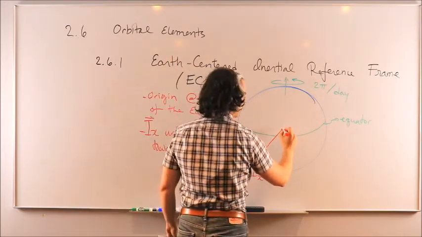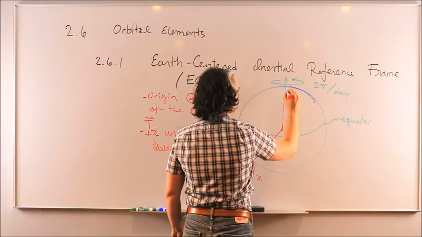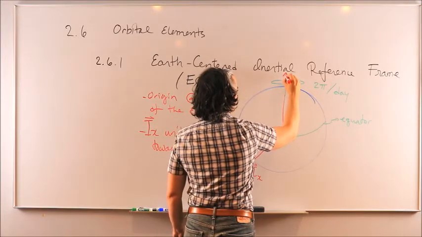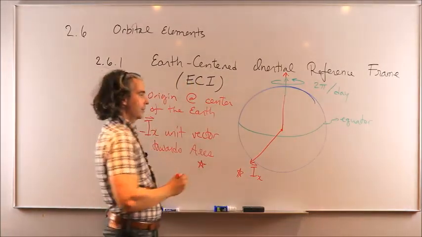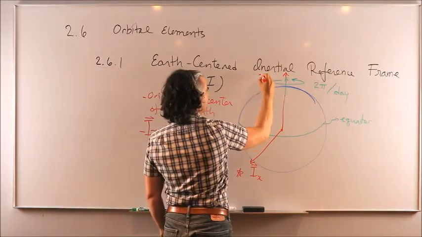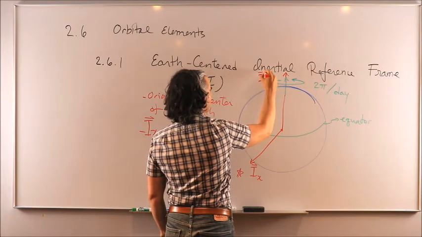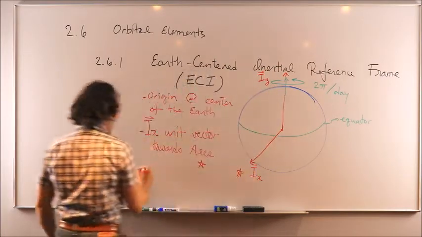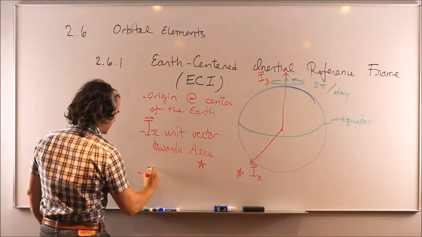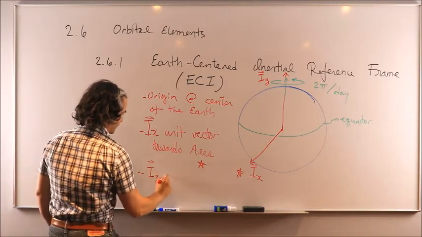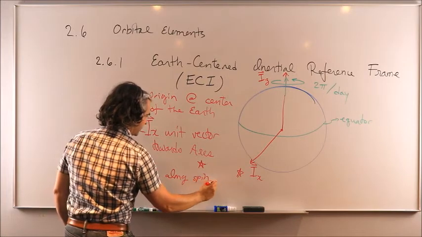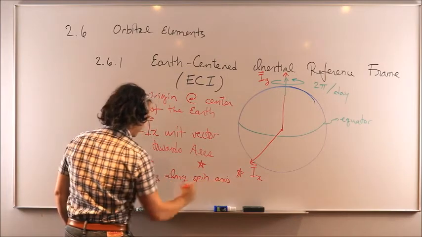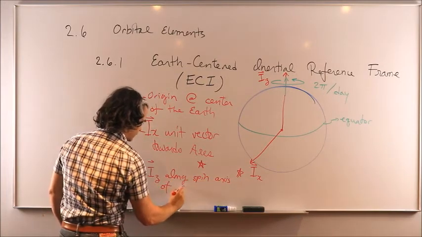It has its z-axis in the direction of the spin axis of the Earth. So that would be IZ, pointing towards the North Pole, like that. So IZ along the spin axis of the Earth.